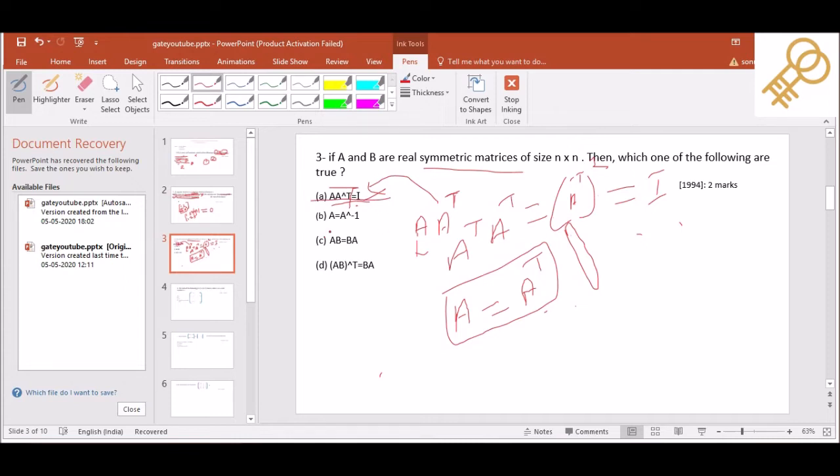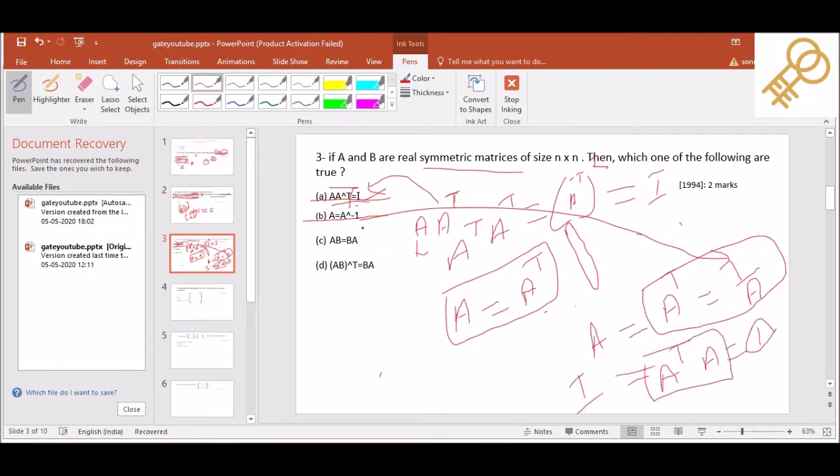Now coming to the next option, A is equal to A to the power minus 1. We take the left hand side, which is A, and A is equal to A transpose, since the question already says it is a real symmetric matrix. Now we can write A to the power minus 1 like this, but this is not always the case. So this condition also fails and we are not able to determine it. This will not be your correct option.